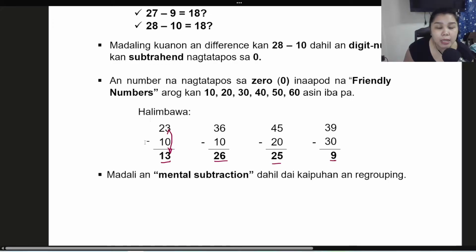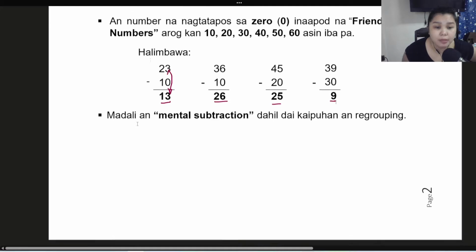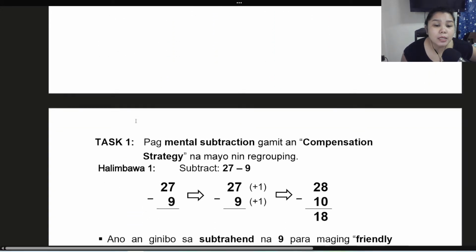So, hindi na kailangan maggamit pa ng fingers. Okay, so, magiging madali ito kung in mental subtraction, in mental math. Okay, paano naman kapag ganun?